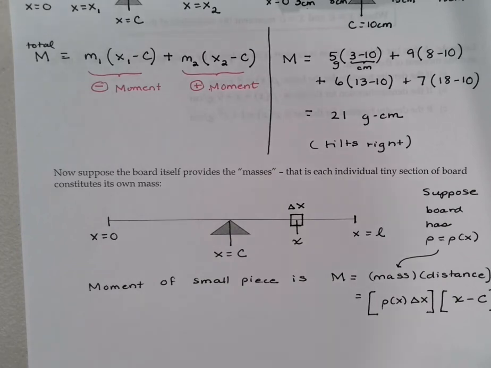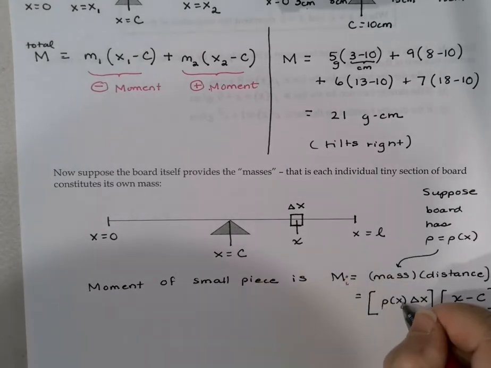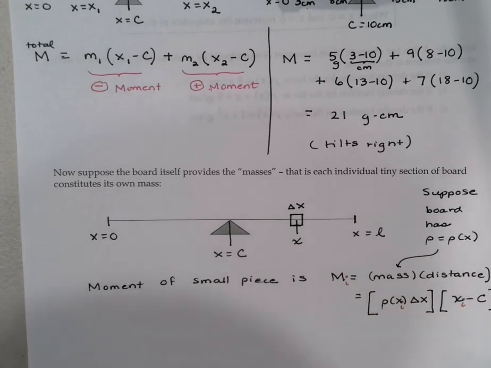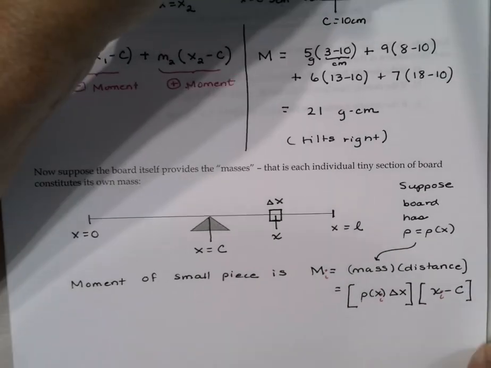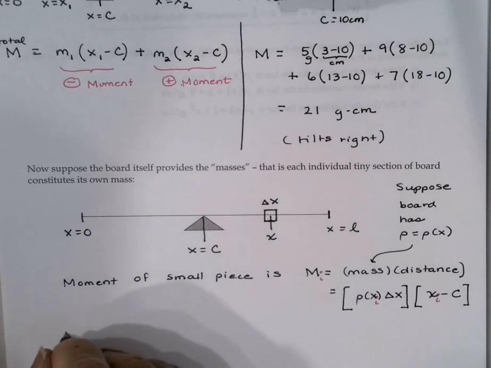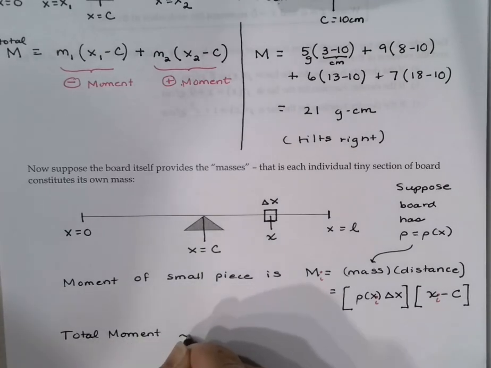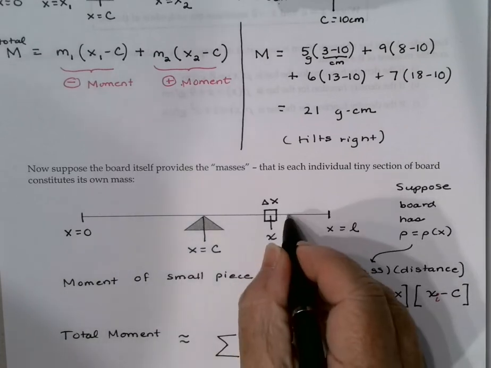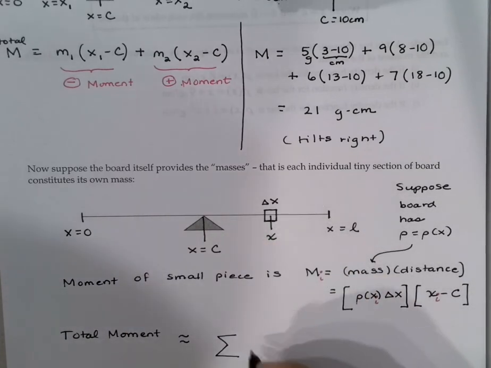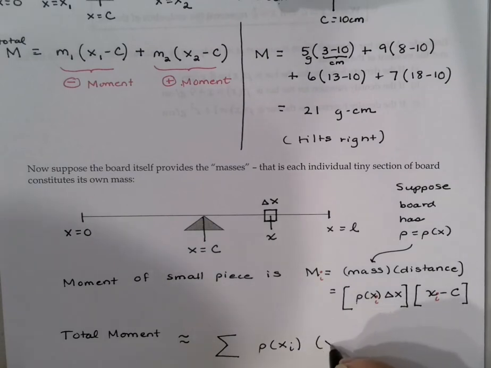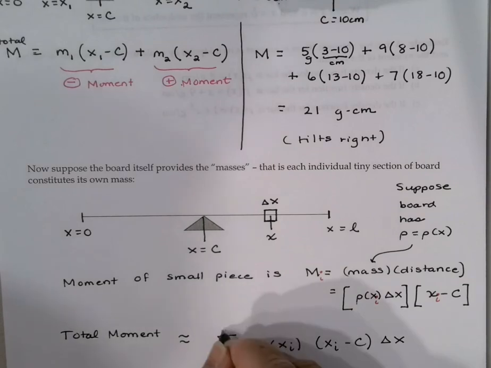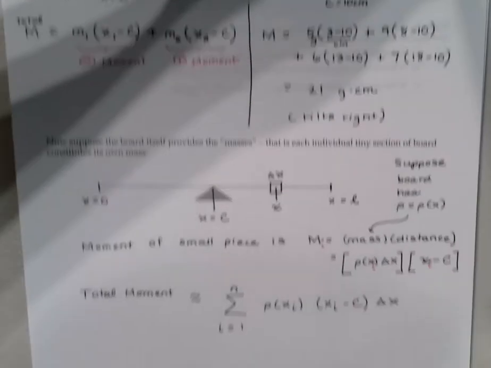Now, this is just one tiny piece, right? So I could say this is the I-th moment, and that would be rho of x_i times x_i minus c. And I could say there are a whole bunch of those. So the total moment could be approximated by summing up all of the moments of the individual tiny pieces. And I'm just going to call that rho of x_i times x_i minus c times delta x. And we could do that for n separate pieces.